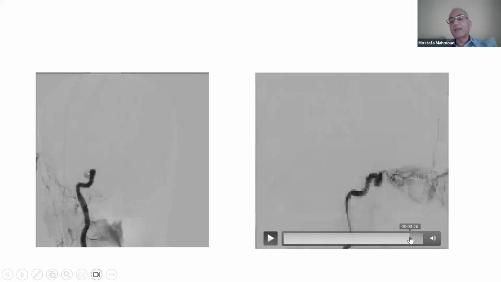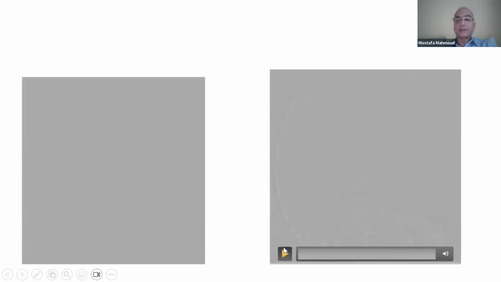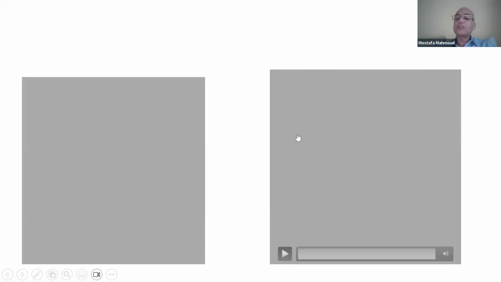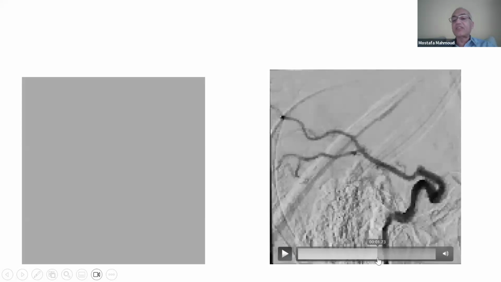I'd like just to highlight that. Here, you can see the ophthalmic artery. Here is the ICA. Nothing going in the hemisphere, just the ophthalmic artery. So, with a stent retriever, we put a stent retriever. We discovered that there was a fetal PCA, which was revascularized after the stent retriever thrombectomy.